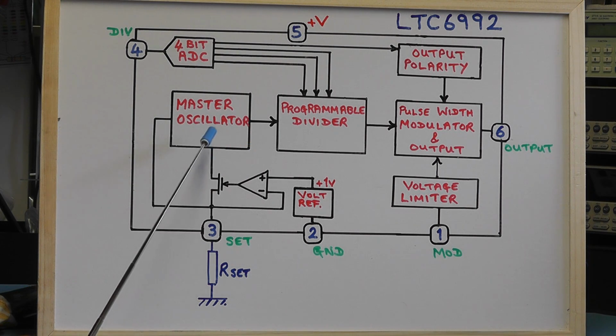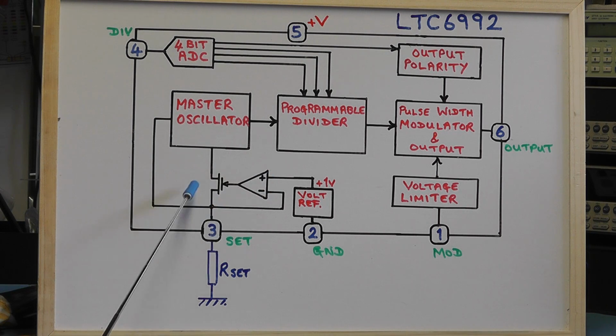The heart of it is a master oscillator, and the frequency of that master oscillator is set by the resistor on pin 3 of the IC. And what's happening here is that the oscillator itself, the frequency is a function of the reference voltage on pin 3 and the current flowing through the set resistor. Now, as you can see here, we have a voltage reference source in the IC.